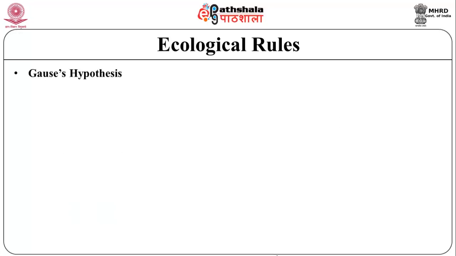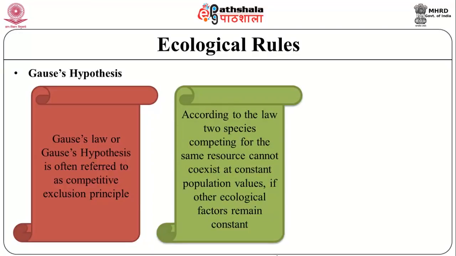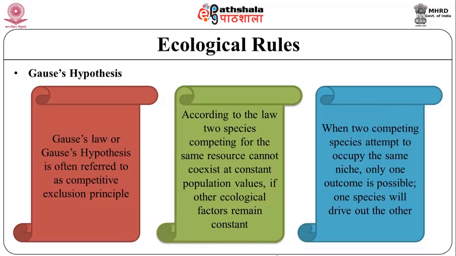Now we'll talk about the third ecological rule called Gause's Hypothesis or Gause's Law, which is often referred to as the competitive exclusion principle. According to the law, two species competing for the same resource cannot coexist at constant population values if other ecological factors remain constant, or in simpler terms, when two competing species attempt to occupy the same niche, only one outcome is possible and one species will drive out the other.